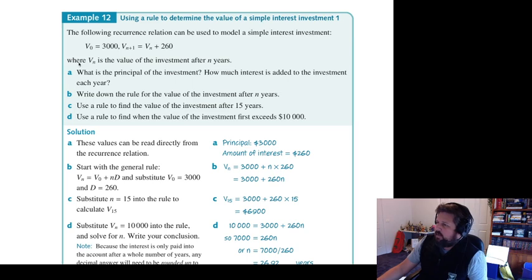Where Vn is the value of the investment after n years. So you can find out what's happening after, say, 3 years by substituting n equals 3 into there.